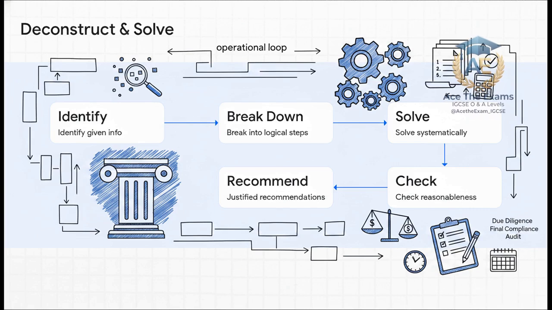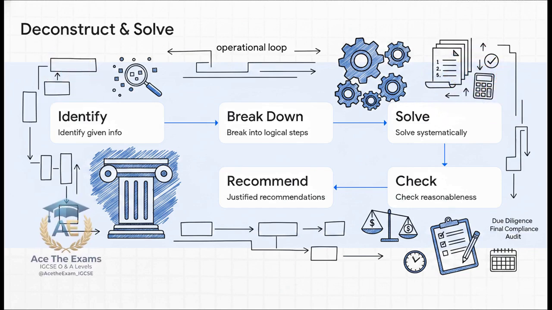Step 3, solve systematically, projecting every line of working onto the page to secure those vital method marks. Step 4, check for reasonableness. If your calculated turnover ratio is 500 times, does that make actual economic sense? Or did you drop a decimal point and create a massive liability? Step 5, your final compliance audit. Make justified recommendations utilizing your evaluative pillars. If you run this systematic algorithm, you guarantee full compliance with the marking scheme.